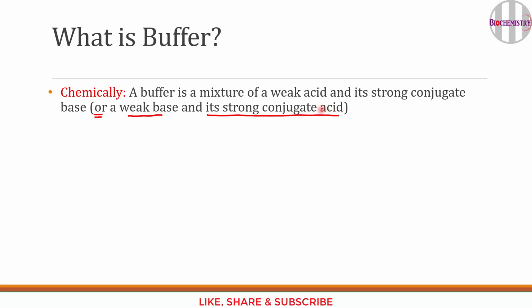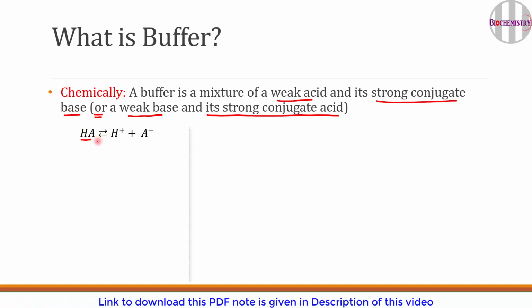Now let's try to understand this concept by taking one example of a mixture of a weak acid and its strong conjugate base. So this HA is the general representation of an acid, and in this case it is a weak acid. As this HA is a weak acid, it is undergoing only partial dissociation into H plus and A minus. This partial dissociation is shown by this reversible arrow. So HA is currently at equilibrium with H plus and A minus.